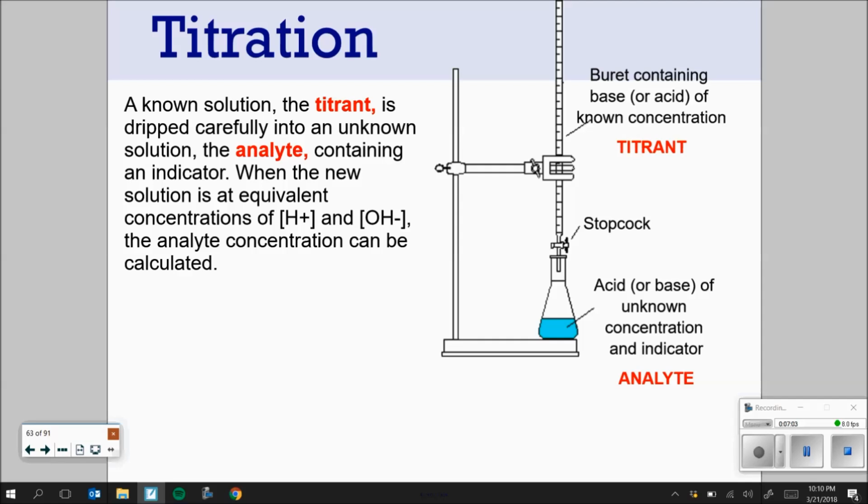The known solution of the titrant is dripped carefully into the unknown solution, or the analyte, which contains the indicator. When that new solution is at equivalence, the analyte concentration can be calculated, and we're going to talk about how to do that using math.